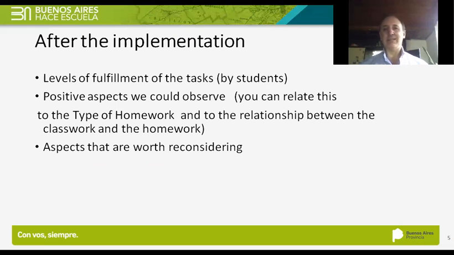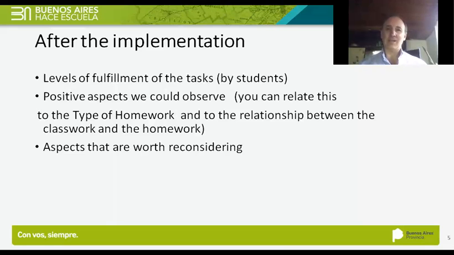And the final stage would be to consider aspects or sharing aspects that are worth reconsidering. Sometimes when we implement action research or any other type of research, also more formal ones, there are aspects that are not fulfilled or done as expected. So this is common. Don't worry about this, because this happens in research. That's why we are researching, investigating, to see what works and what doesn't work.